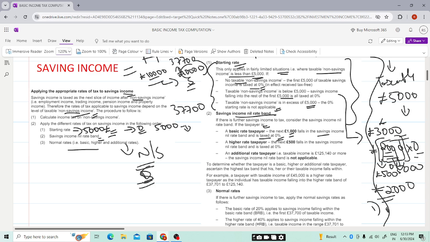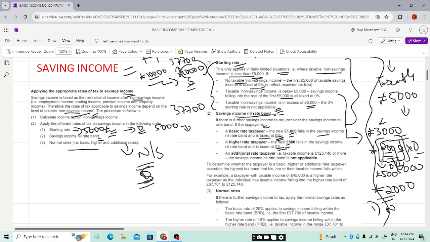Now we further have nil rate bands. This you need to follow in order. This does not mean that if this is not applicable, this also will not be applicable. No, no, no. This is applicable, this also will become applicable. So in the second, we'll be seeing the nil rate bands available. For the basic rate taxpayer, 1,000 falls in the saving income nil rate band and is taxed at 0%. And for the higher rate taxpayer it is 500, the next 500 falls in the saving income nil rate band and is taxed at 0%.